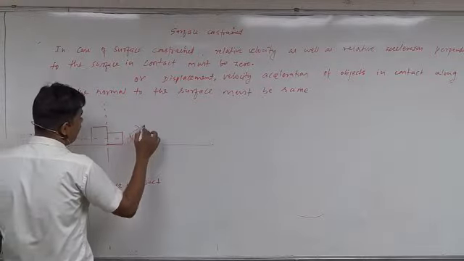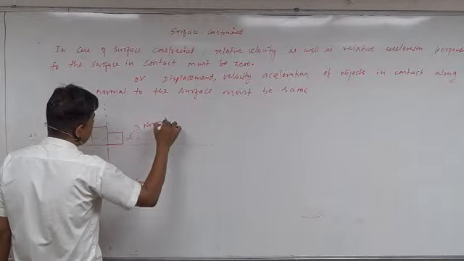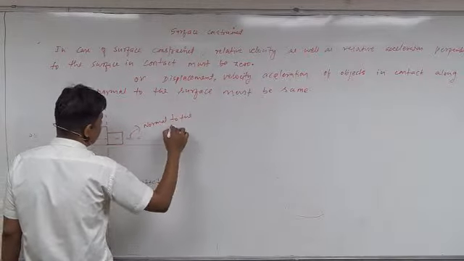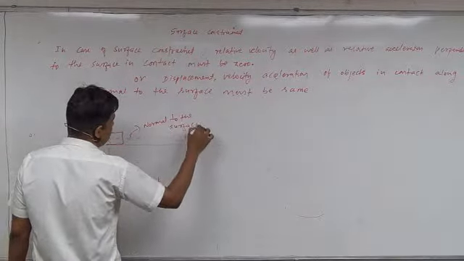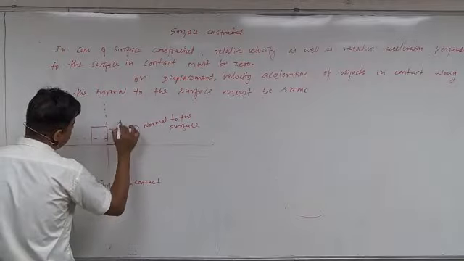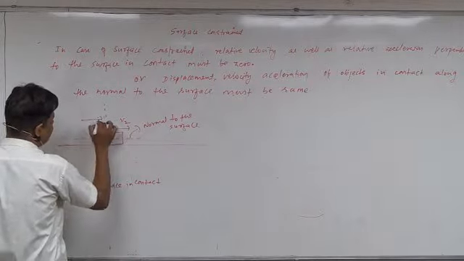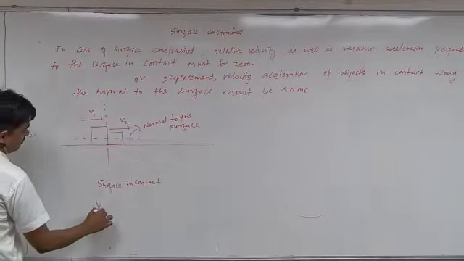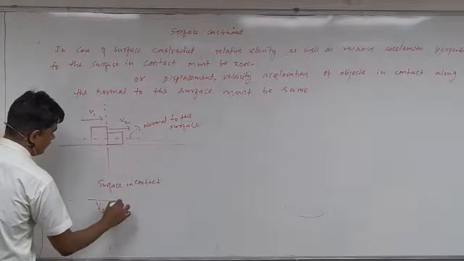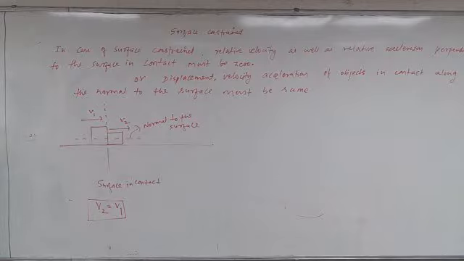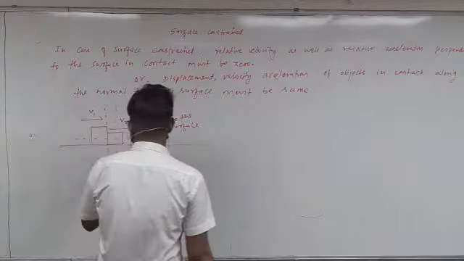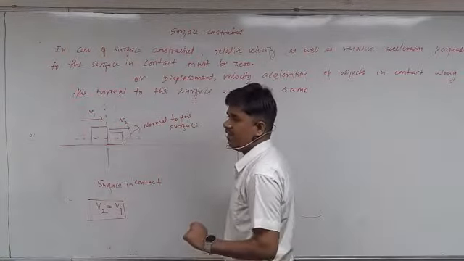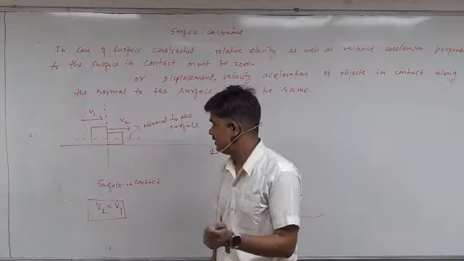And this is the normal to the surface. So if it is moving with speed v2 and this is moving with speed v1, then I will say that v2 must be equal to how much? v1. In that case only the object will be making contact.